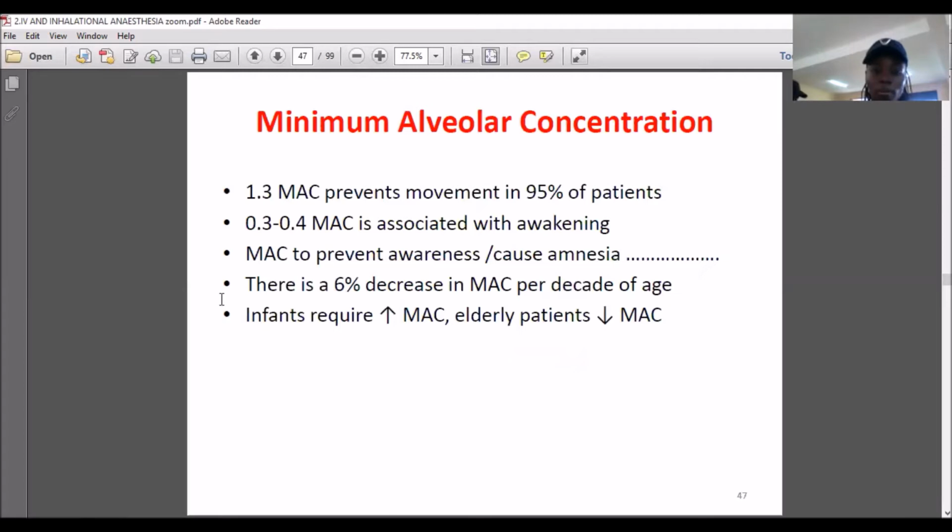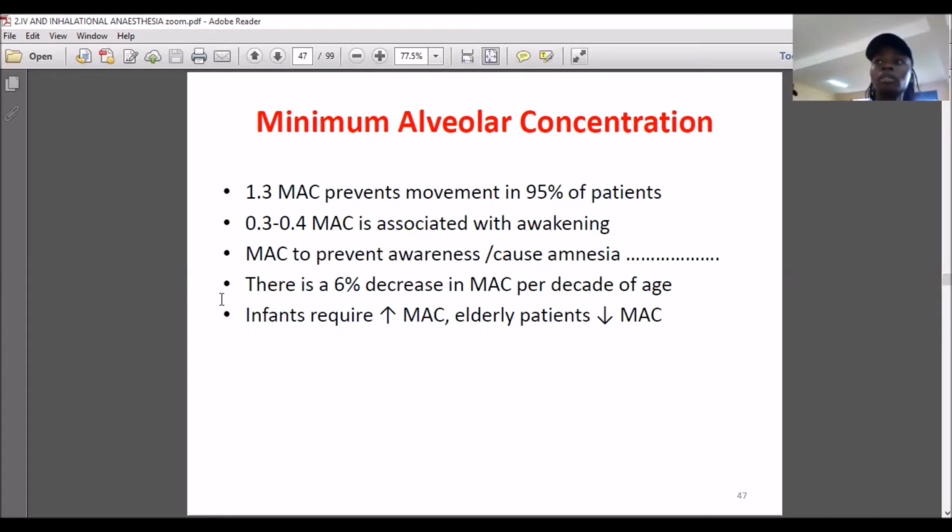0.3 to 0.4 MAC is associated with awakening. So once it is reduced to 0.3 to 0.4, the person might wake up during the surgical procedure. MAC to prevent awareness. There is a 6% decrease in MAC per decade of age. Infants require increased MAC and elderly patients require a decreased MAC. So in elderly patients, they have to reduce the MAC they give.